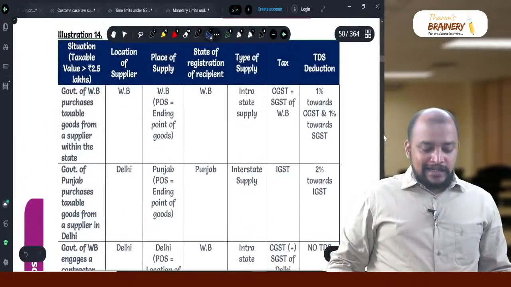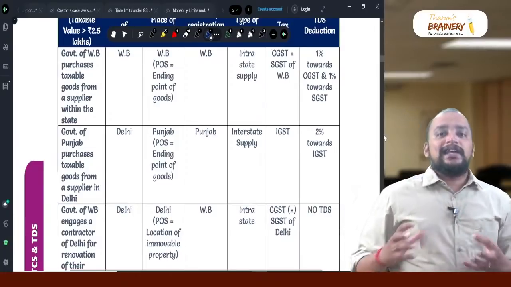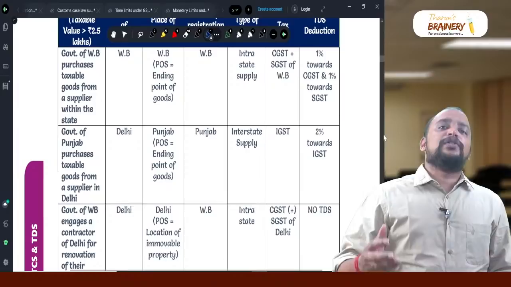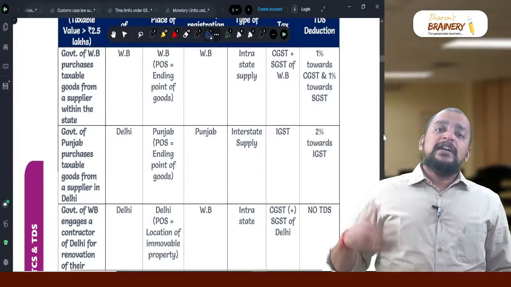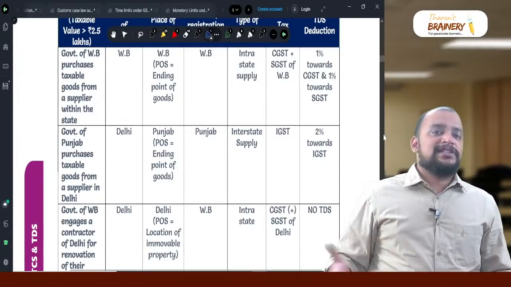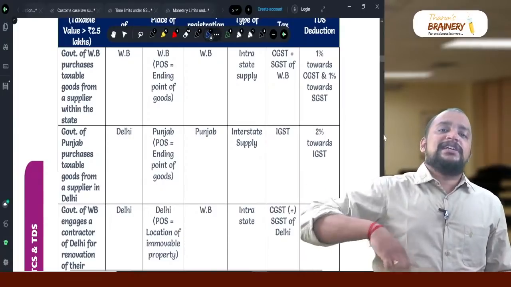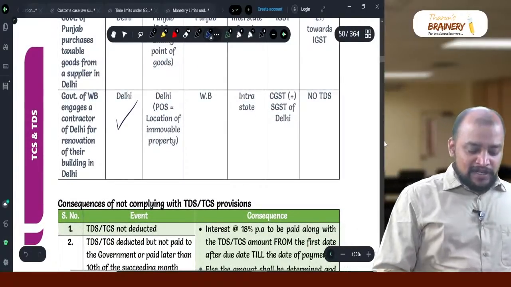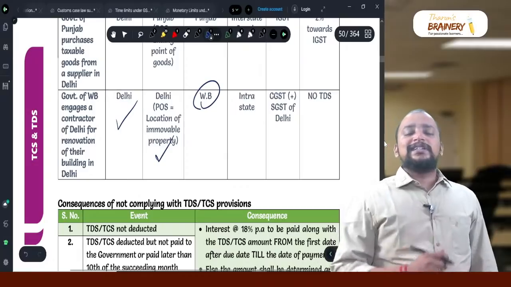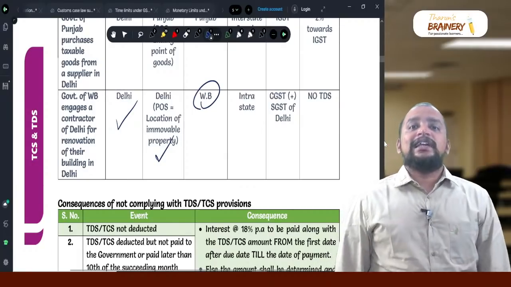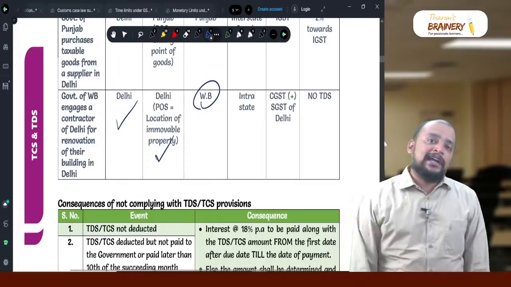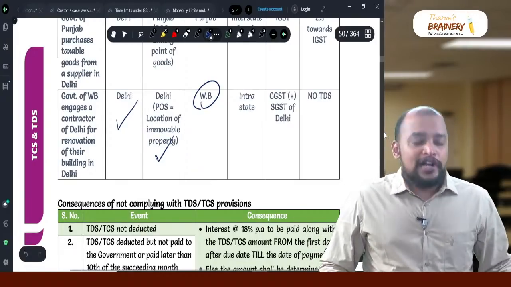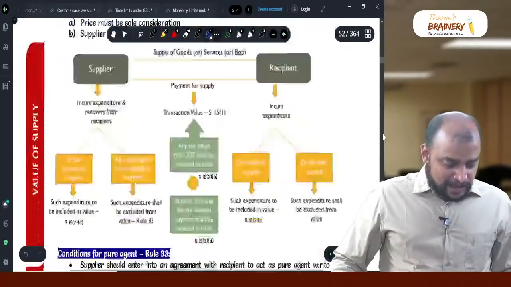And next, TDS non-applicability also is an area where we generally get confused. Suppose the recipient is located in the same state, supplier is also in the same state, place of supply is in the same state, no issue. But if the place of supply is in the same state but the recipient is located in the other state, for example, supplier is located in Delhi, place of supply Delhi, but the recipient is in West Bengal. So it's an intra-state supply, chargeable to CGST and Delhi GST, but the recipient in West Bengal cannot deduct 1% towards the TDS of Delhi GST. Due to that reason, TDS is not applicable in this case. So this is one such area.